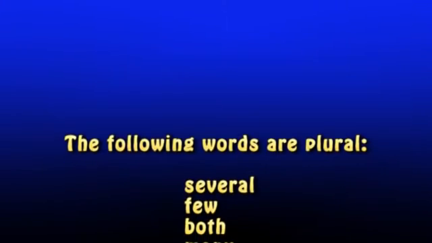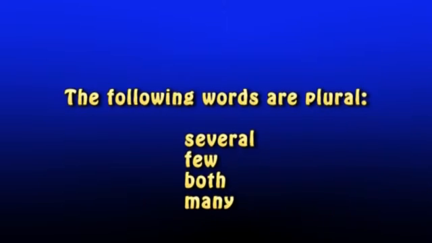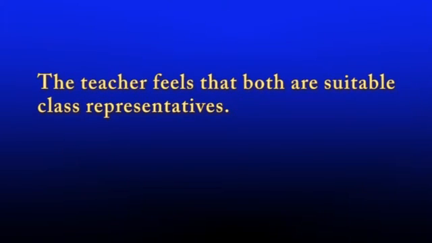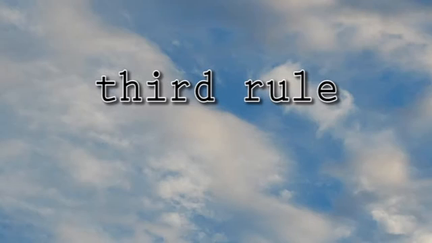The second rule is a little easier. The following words are plural: several, few, both, many. These words imply more than one entity, so logically, as subject of a sentence, they are plural. Take a look at these examples. Several of the houses in the neighborhood were damaged by the strong wind. The teacher feels that both are suitable class representatives.